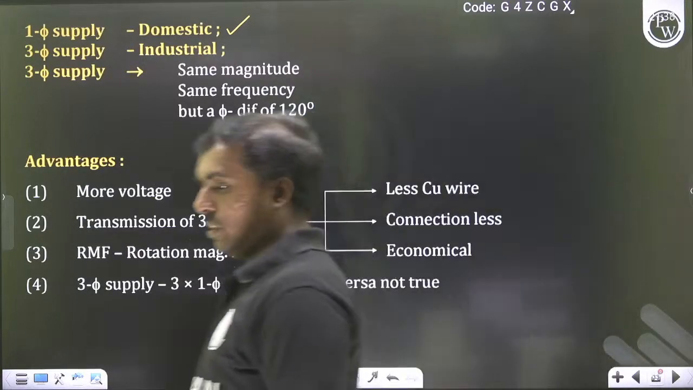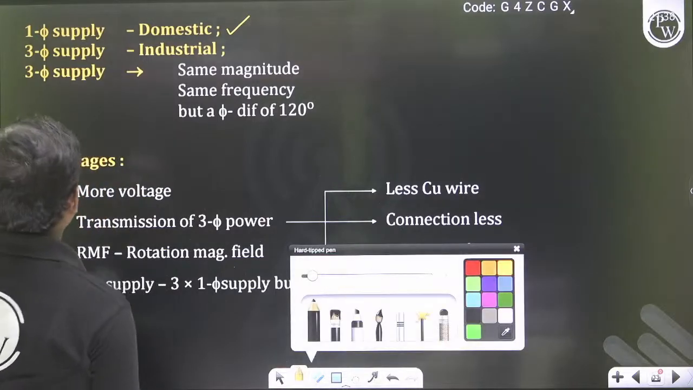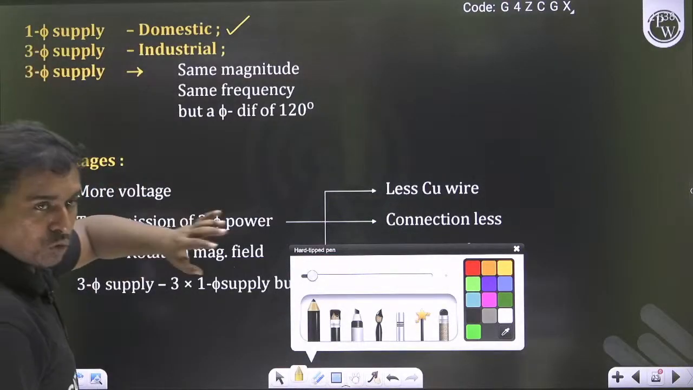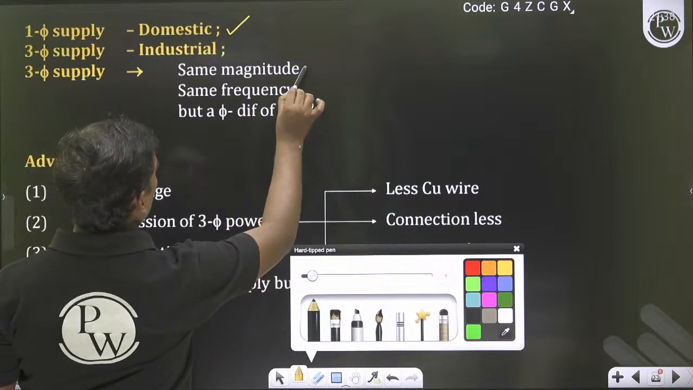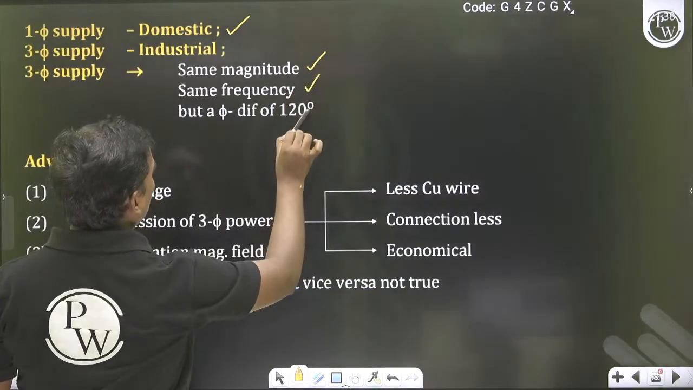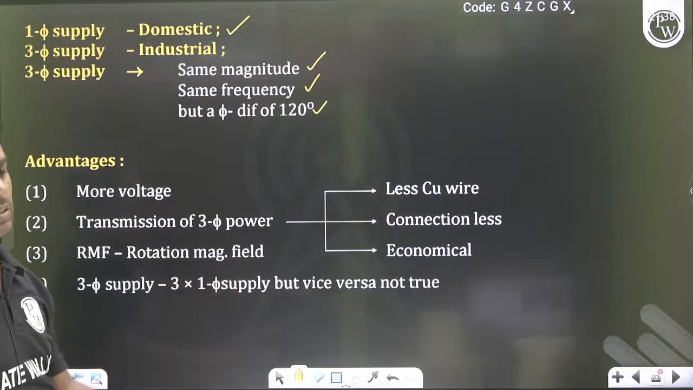So if you see this, what are the advantages of three-phase supply over the single phase? First of all, what is the three-phase supply? Three-phase supply is most important for industrial application. So what is three-phase supply? They will be having the same magnitude, they will be having the same frequency, but there is a phase shift difference of 120 degrees between one phase to another phase.